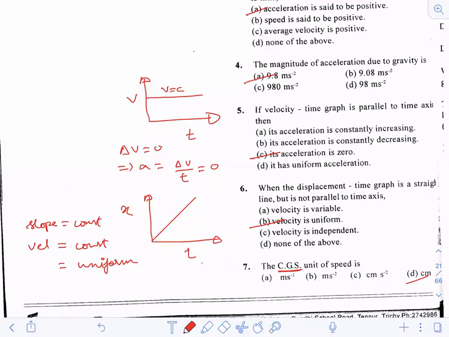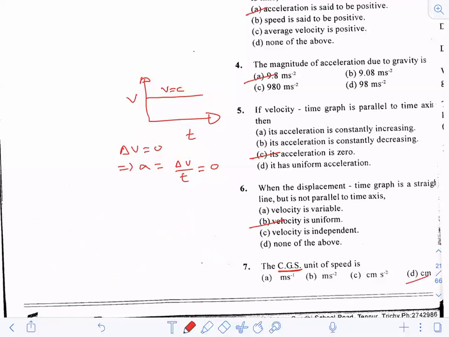All those who have not understood the 6th sum, just see here. When the displacement time graph is a straight line. So a straight line means what? How can I draw the straight line on a displacement time curve? So if this is a displacement time curve, this is xt curve. So how can I draw the curves now? Just see here. Not parallel to a time axis. So I cannot draw a curve like this because they have given not parallel to time axis. So you cannot draw this curve.